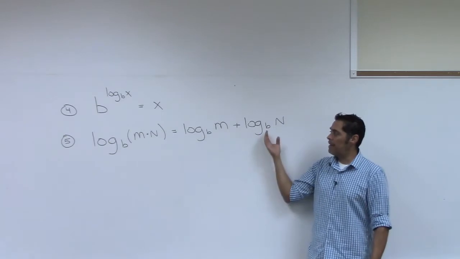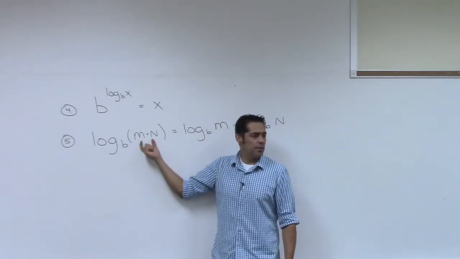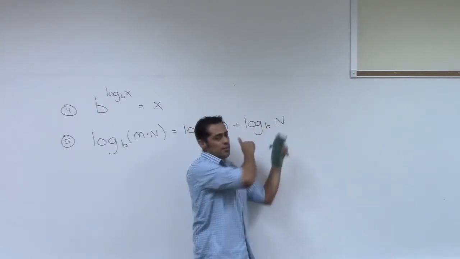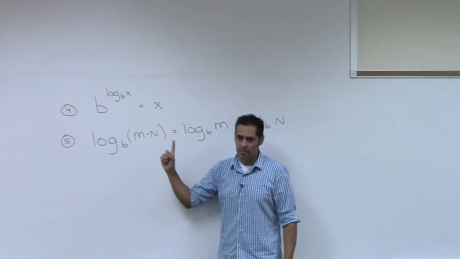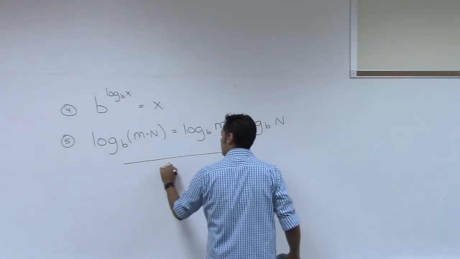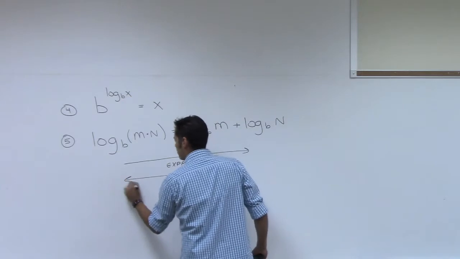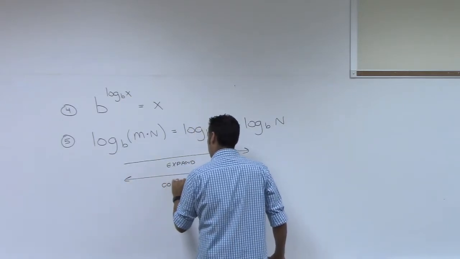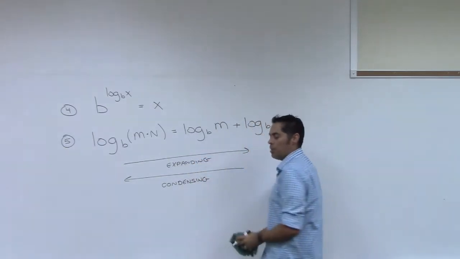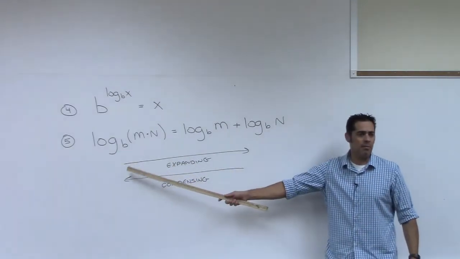If you have two logs being added together, you can smash them into a single log, and put the two arguments, the m and the n, that's what we call those, the arguments, into a single logarithm. So if we move from this direction to this direction, it's called expanding. And if we move this direction back this way, it's called condensing. So if you expand a logarithm, you're doing this. If you're condensing logarithms, you're going back the other way.